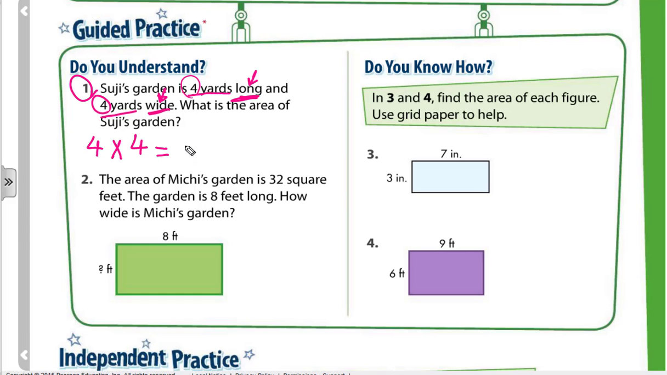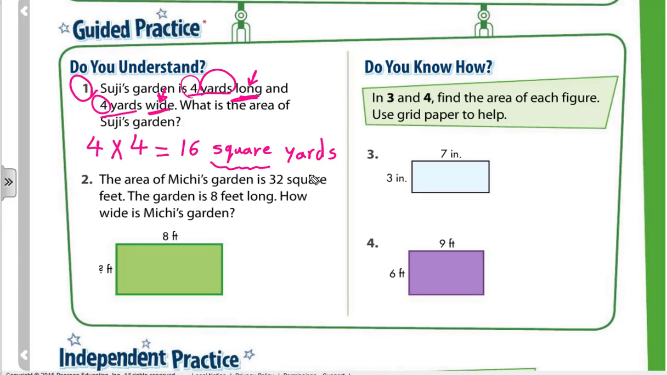15. No, 16. No. And what unit should we use? We should use square unit. Why square unit? Because it's area. So, square what? Square centimeter or meter? Or yards, feet? Yards. Thank you, my hero. Great work.